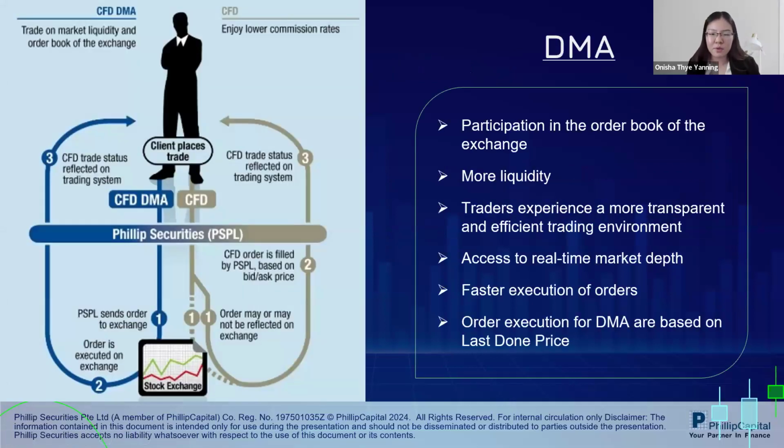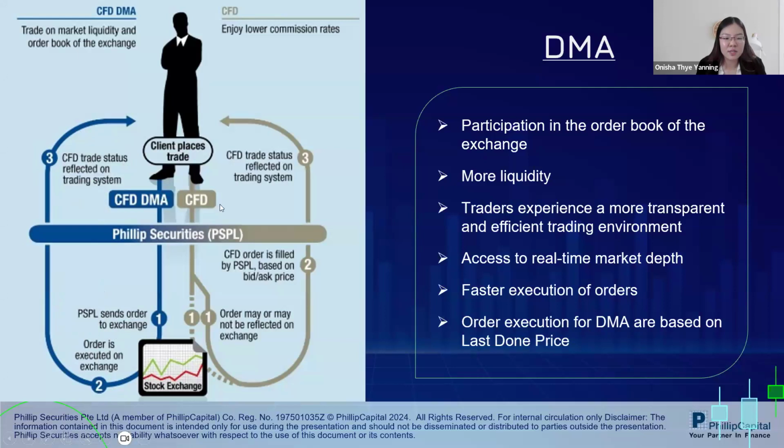Now the difference between CFD DMA and CFD. DMA provides more liquidity, for those traders who would like to participate in the order book of the exchange. Let's say someone sends in a CFD DMA order to us, Phillip Securities. We will send the order directly to the exchange, and it will be executed on the exchange. Then when it's executed, it will reflect to you whether it is done or not.